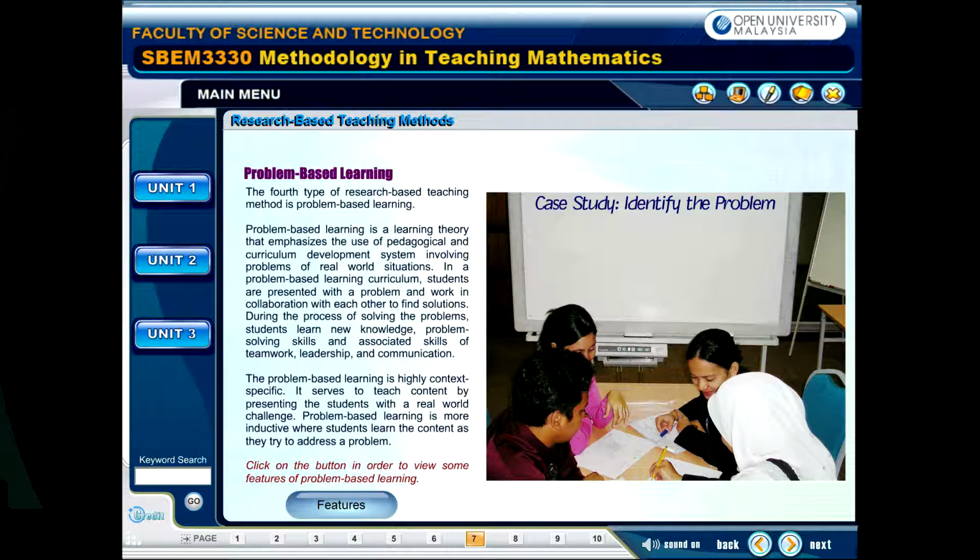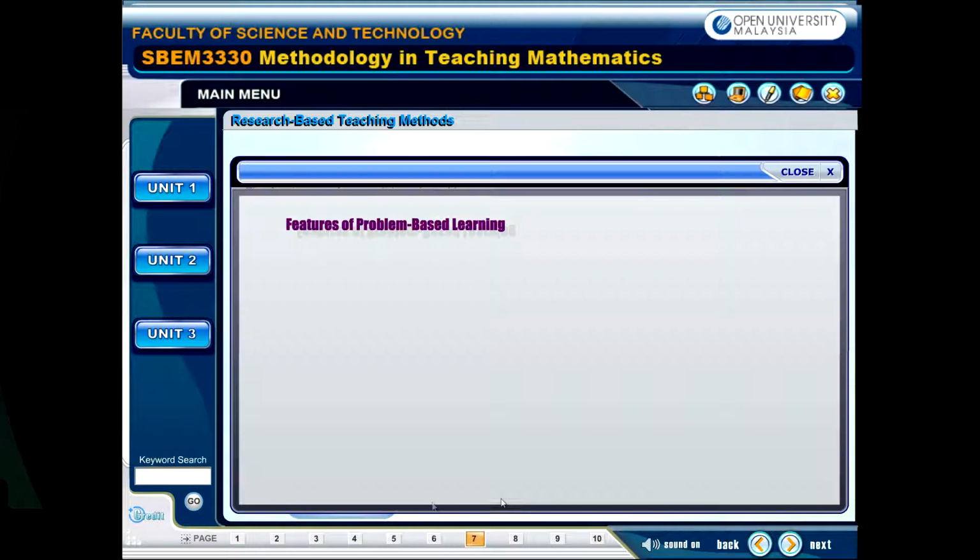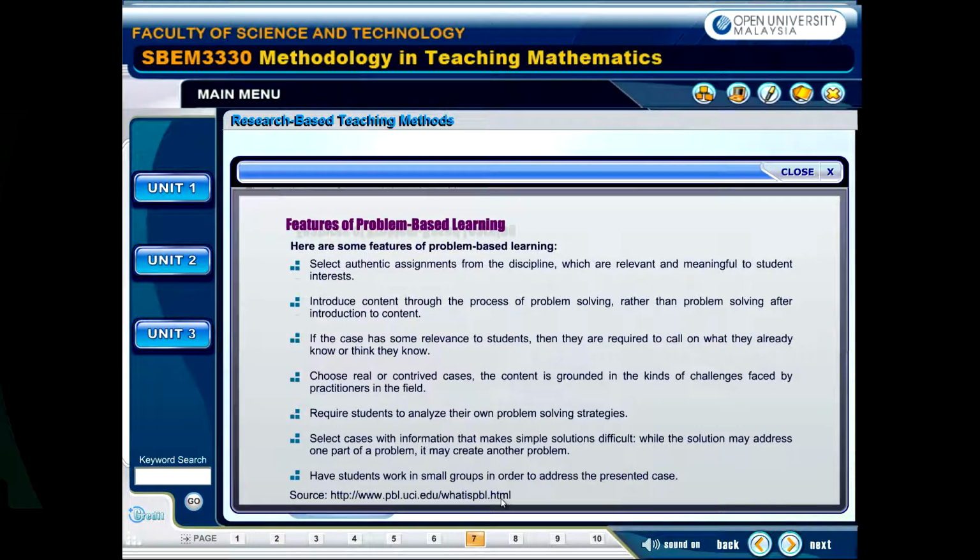Problem-based learning is highly context-specific. It serves to teach content by presenting the students with a real-world challenge. Problem-based learning is more inductive, where students learn the content as they try to address a problem. Click on the buttons in order to view some features of problem-based learning. Here are some features of problem-based learning.